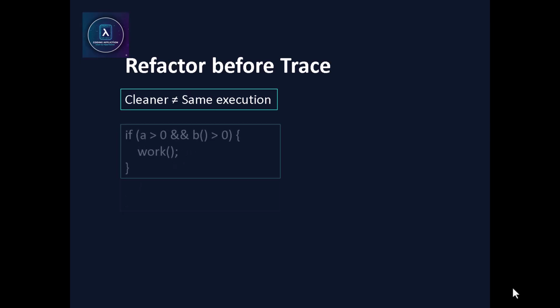This refactor looks harmless. Same logic, cleaner code, but execution changed. In the first version, B only runs if A is greater than 0. In the second, short circuit rules decide. If B has side effects, timing just changed. The refactor preserved meaning, not execution.